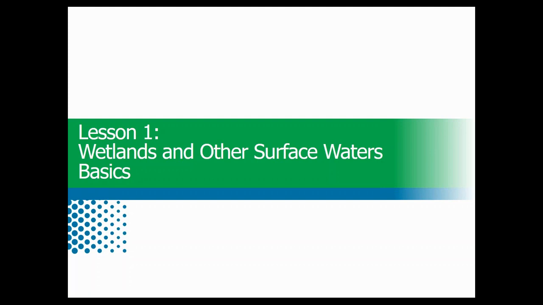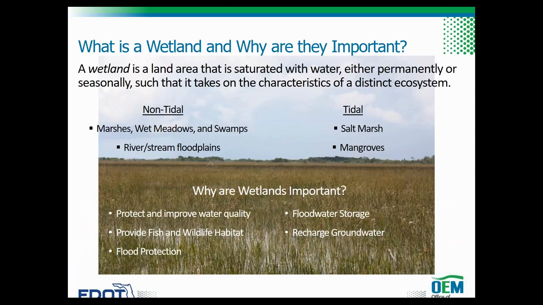Lesson 1 will provide an overview of wetland and other surface water basics. A wetland is a land area that is saturated with water, either permanently or seasonally, such that it takes on characteristics of a distinct ecosystem. Wetlands may be tidal, such as salt marshes and mangroves, or non-tidal, such as freshwater marshes, swamps, and river floodplains.